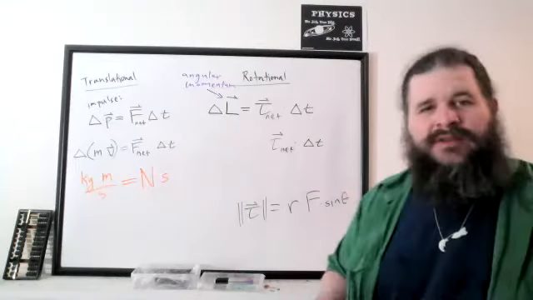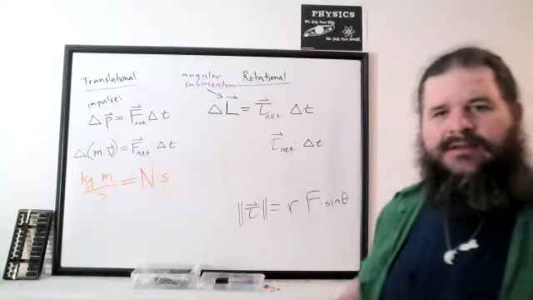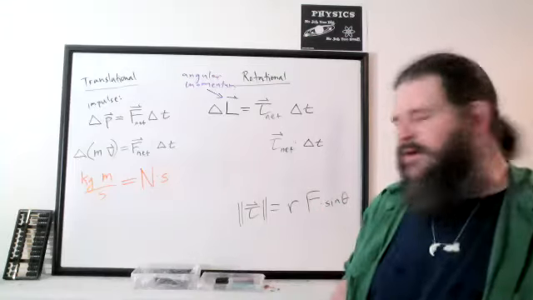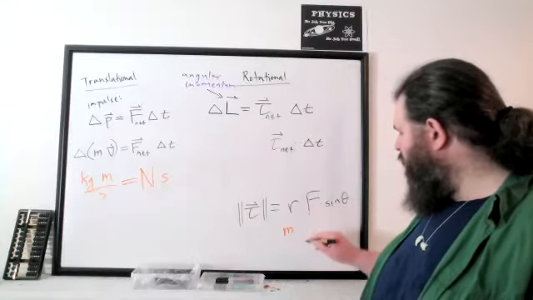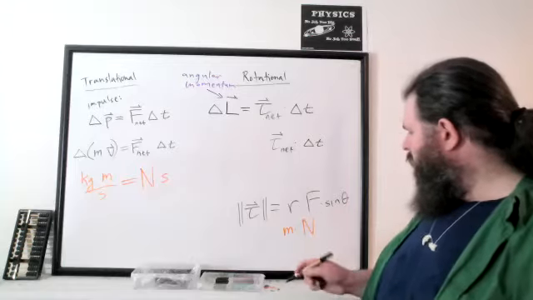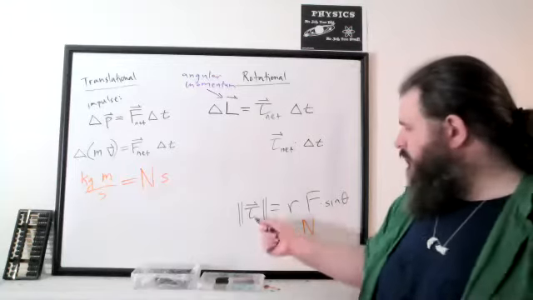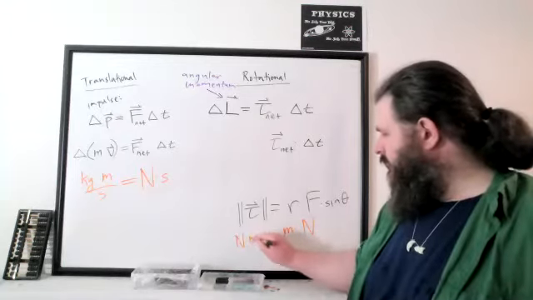But the sine of the angle between them doesn't contribute any units. Sine, cosine, and tangent are all unitless quantities. So we get radius, which is measured in meters, force, which is measured in newtons, and sine theta is unitless. So torque is measured in newton meters.